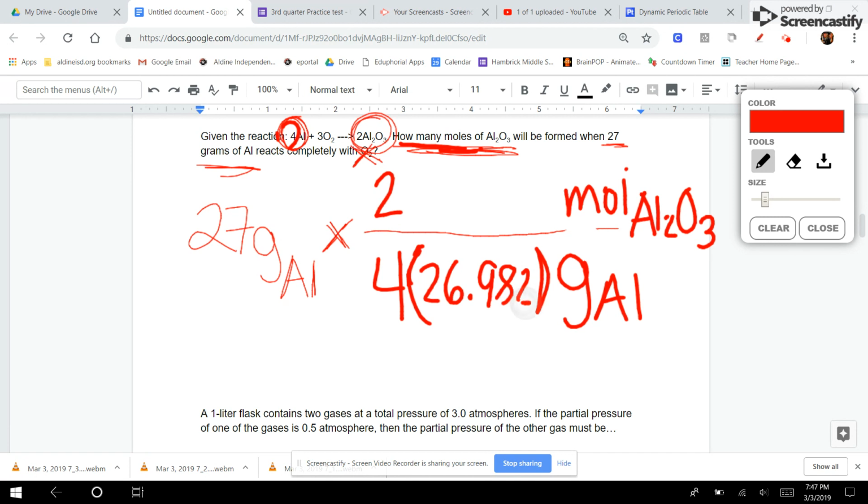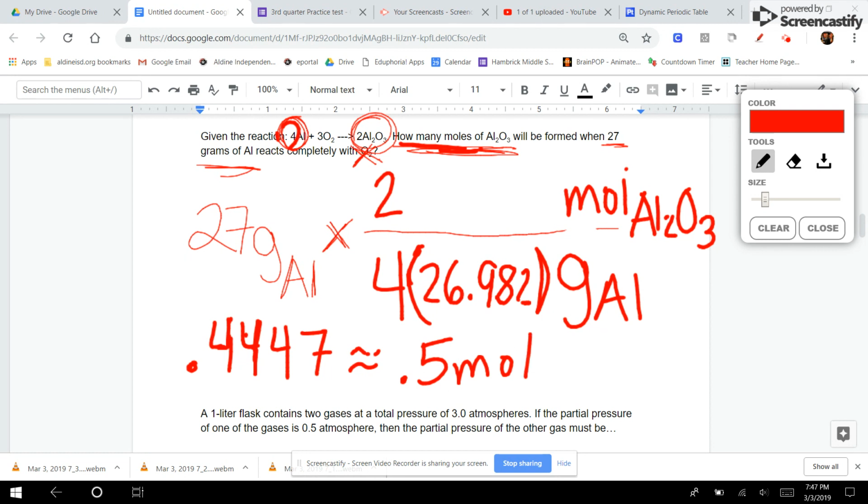Okay. Now, when I plug this into my calculator, it gave me an answer of 0.4447, right? And what you have to realize is that this question wanted it rounded to the tenths place. So when you round that, it goes to 0.5 moles.